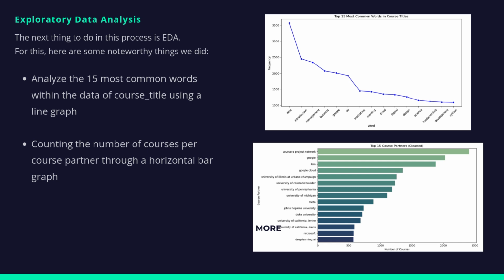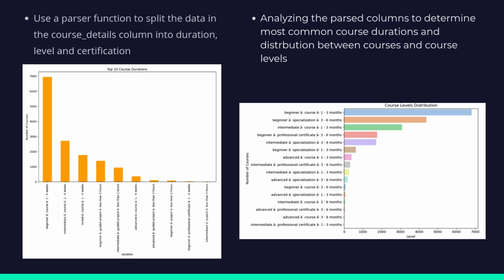For this, here's some noteworthy things we did, those being analyzing the 15 most common words within the data of course title using a line graph, counting the number of courses per course partner through a horizontal bar graph, using a parser function to split the data in the course details column into duration, level, and certification, and analyzing the parsed columns to determine most common course durations and distribution between courses and course levels.